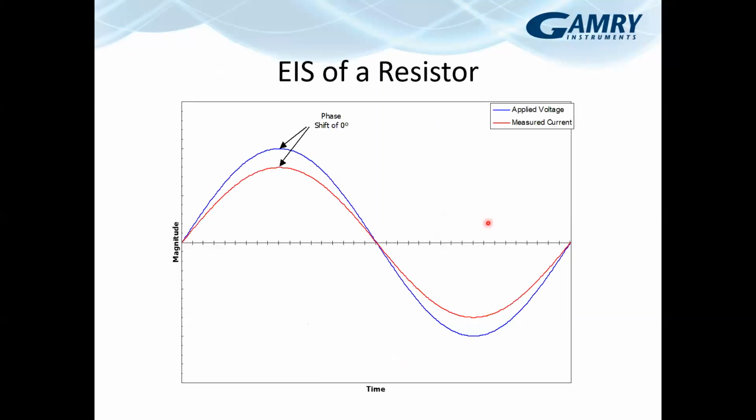So back to our single sine, single frequency time domain plot. This is what the EIS of a resistor would be. The phase shift for a resistor is 0 degrees, so they are in phase with each other. And you've got our applied voltage and measured current. They have magnitudes associated with them, and the ratio of those is going to be the resistance value for that resistor.